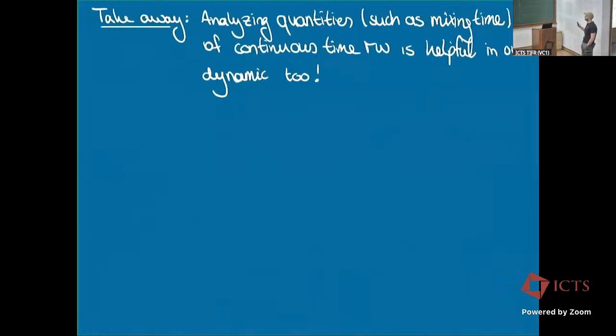This is not entirely defined, but the takeaway we want to get from that is that analyzing quantities of the continuous-time random walk, such as mixing time and therefore spectral gap or Cheeger constant, is helpful in our dynamic setting as well. And then I guess Deepanshu will start to talk about how to bound these quantities for that random walk.